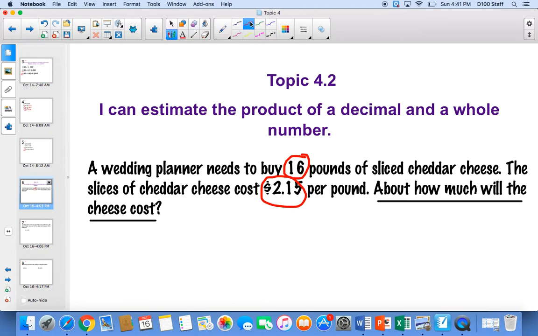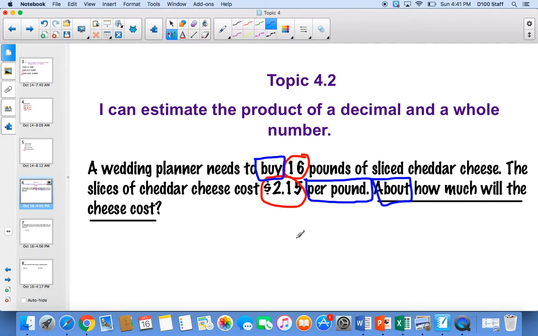Next, we box any keywords that we have. About is a very important keyword here. About tells me that I'm going to be estimating. So about is absolutely a keyword. I'm going to say per pound are keywords because that tells me that I'm going to be multiplying. Let's see, buy is kind of a keyword here. So we know that she's buying 16 pounds of sliced cheddar cheese and that they cost $2.15 per pound. So I need to estimate now to find my answer.